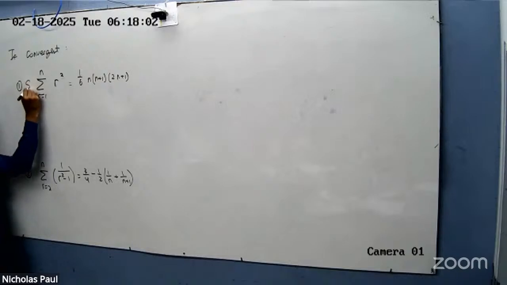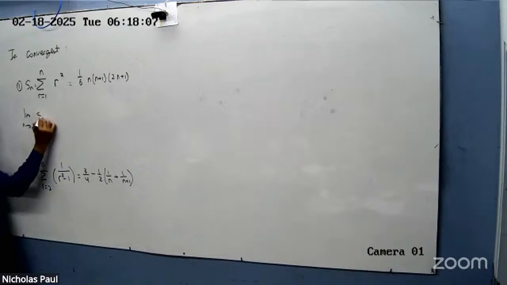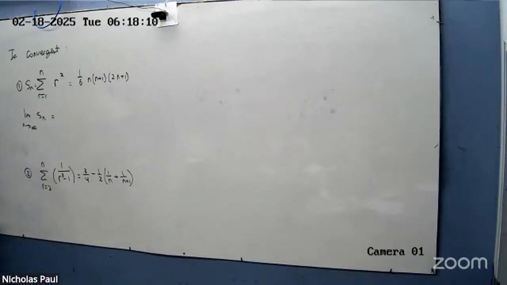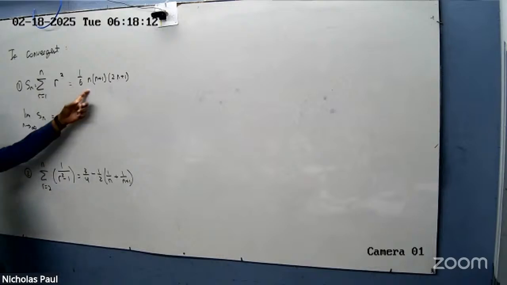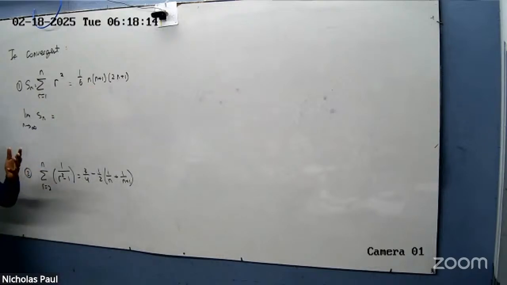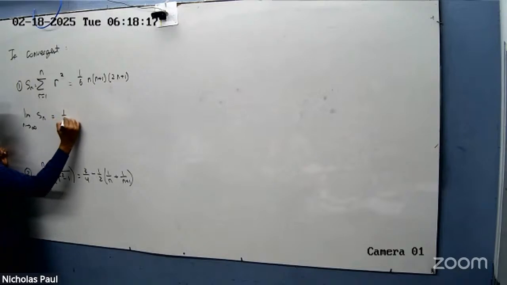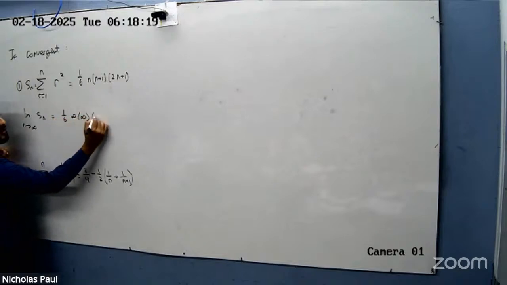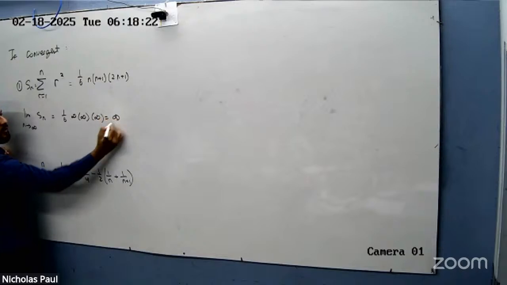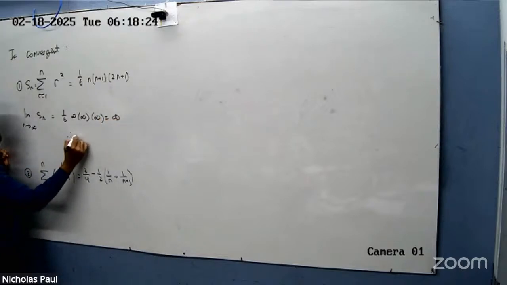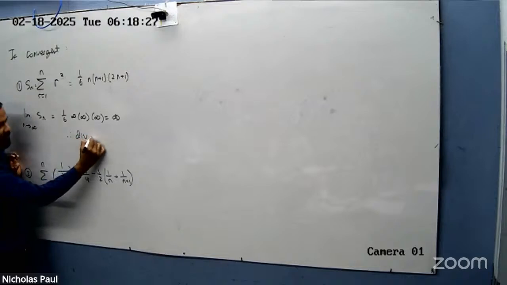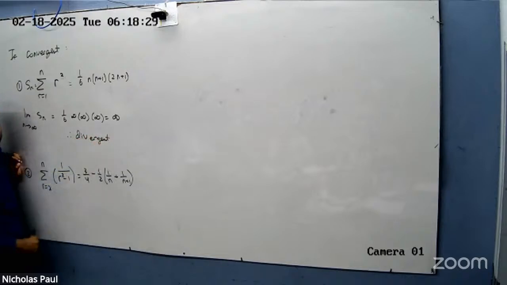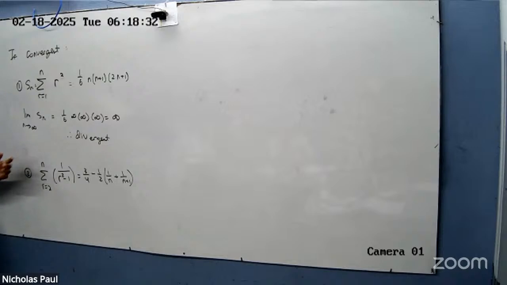Right? This is S to the n. So you can check what S to the n is as n approaches infinity. You can do that mentally. You're getting 1/6 by infinity, by infinity, by infinity, which is infinity. So therefore, it's divergent, right? That's okay? Yes, 1/6 infinity.